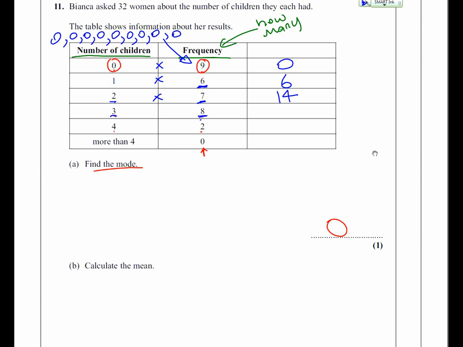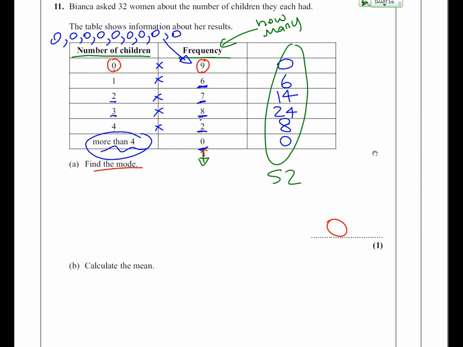If we want to add up 8 threes, 8 times 3, 24. Testing my times tables there. If we want to add up 2 fours, 2 times 4 is 8. If we want to add up 0 more than 4s, we're lucky because more than 4 isn't a number. Okay, it's a concept. So to find the mean, you add up them all. That's each group added up. You add up all those. Might as well get your calculator working. 6 add 14, add 24, add 8. Last thing you want to do is make a mistake. Adds up to 52.